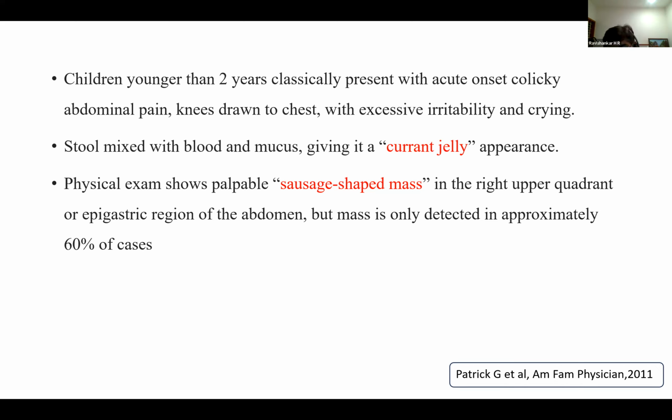The child will be continuously crying because of the severe colicky abdominal pain. When the child is crying, the abdominal muscles are under contraction, so you will not be able to feel the mass. Only when you sedate the child, giving a painkiller and making the child relax, will you be able to feel it. If the intussusception is not large enough, you may not be able to feel it, which is why it's only felt in about 60% of people. It's all very logical if you think about the pathophysiology.